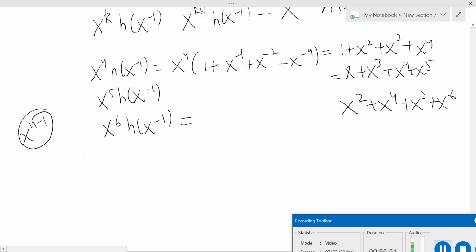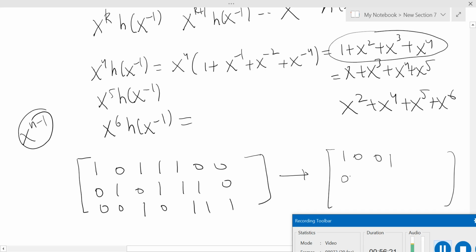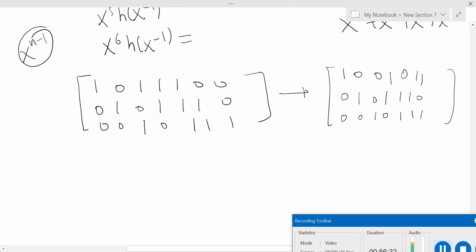Now do the same thing, form a matrix, and write the coefficients of these degrees row-wise. So you will get 1 0 1 1 1 0 0, 0 1 0 1 1 1 0, 0 0 1 0 1 1 1. Again, this is not a standard form. You will have to do something: add the third row to the first row, and we will get 1 0 0 1 0 1 1, 0 1 0 1 1 1 0, 0 0 1 0 1 1 1, which is the same as we have done in the linear codes course.